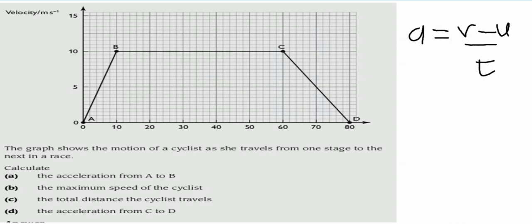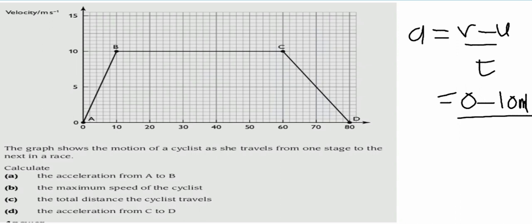Then our final velocity is at D. So on the time axis, at D, velocity is going to be equal to 0. So our final velocity is just 0. So we can say 0 minus the initial velocity, which is 10 meters per second, divided by the time. In this case, we are going to obtain the time from the graph.